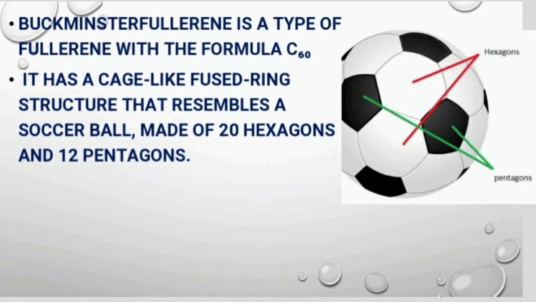In a football, there are 20 hexagons, that is white in color, and 12 pentagons, that is black in color. And all these have carbon atoms at its edges. In Buckminster fullerene molecule, there are 60 carbon atoms.